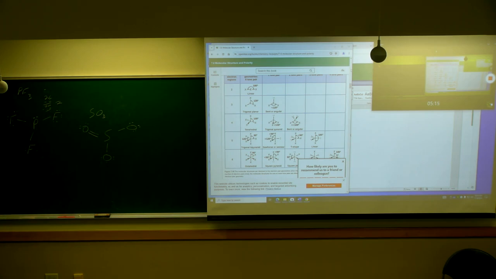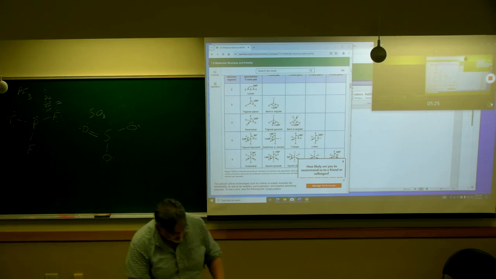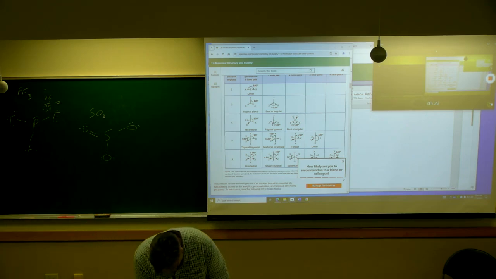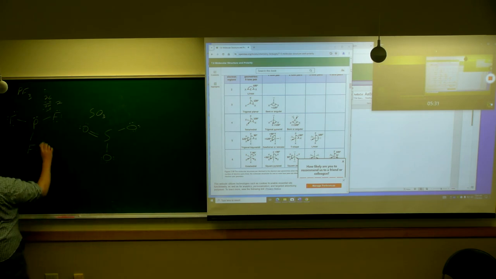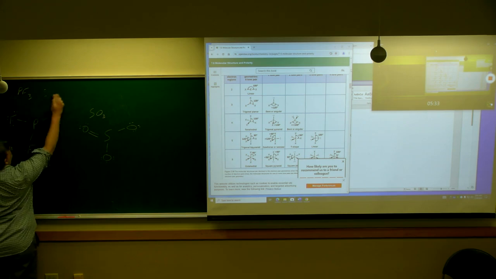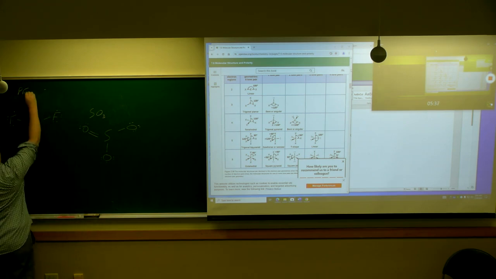Is it 3 already? Say again? Even on the paper it says 5 fluorines. Oh, I read it wrong. PF5, okay. There is such a thing as PF3, but we'll do it like the sheet does.